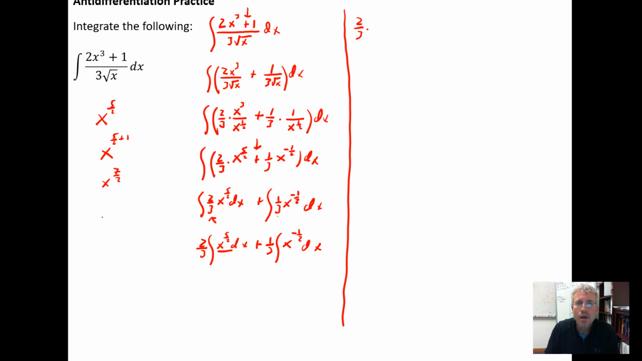7/2 sitting there. But your check on work is you need to differentiate this and make sure you get x to the 5/2 back. But if you were to differentiate this, what you want to notice is that the 7/2 would come down.